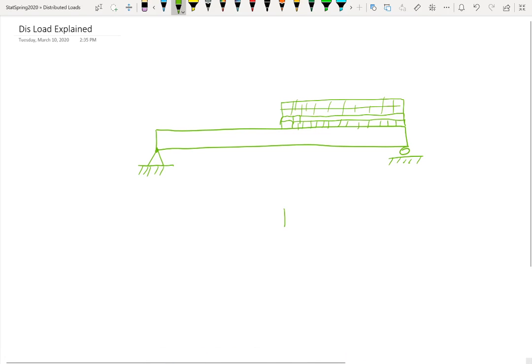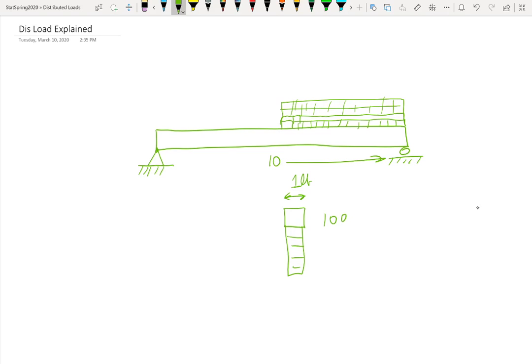And let's say the bricks are such that for every foot of width, we had a bunch of bricks that weighed 100 pounds. Let's say it was 100 pounds. So let's say this is a 10-foot beam all the way from one end to the other.